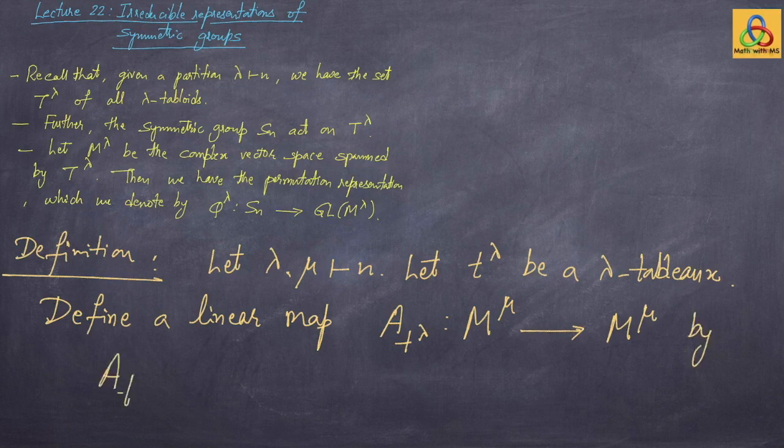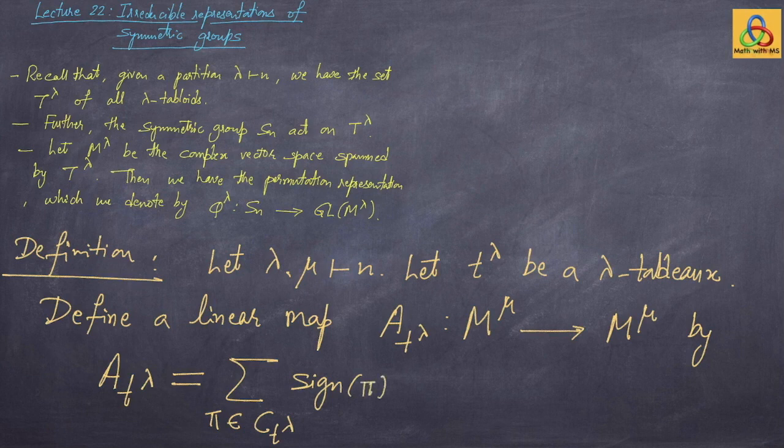A of T lambda is the sum over all the permutations which belong to the column stabilizer of T lambda. Recall that the column stabilizer of the lambda tableau T lambda consists of those permutations in the symmetric group Sn which keep the columns of this lambda tableau fixed. So for each permutation pi in the column stabilizer of T lambda, you consider this sum, take the sign of this permutation pi, and then look at this map phi mu. Here, phi mu is a representation of the symmetric group Sn into GL of M mu. So phi mu evaluated at the permutation pi.